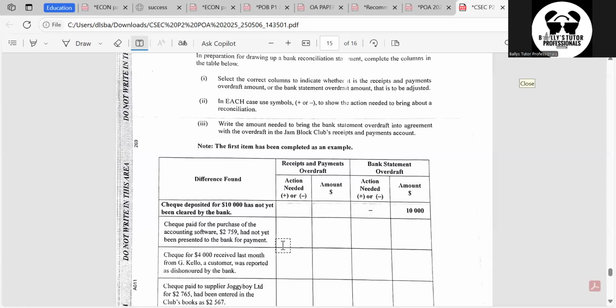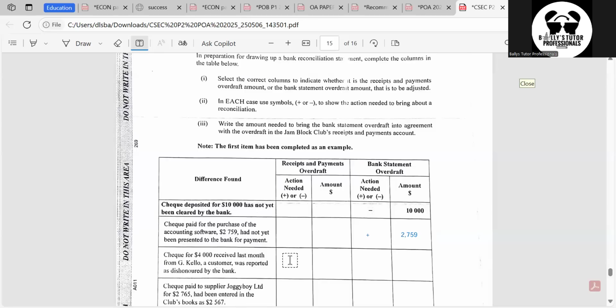Next one now. Check paid for purchase of accounting software, 2,759, had not been presented to the bank. Normally, in your bank reconciliation statement, you add unpresented checks and you minus late lodgements. This is an unpresented check. So we're going to add the unpresented check, 2,759. All right, that's what we're doing.